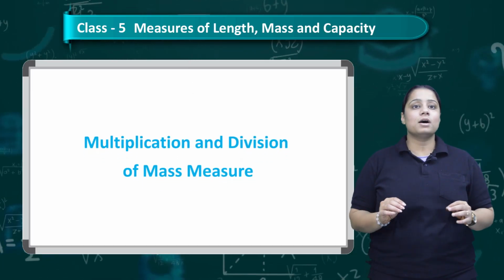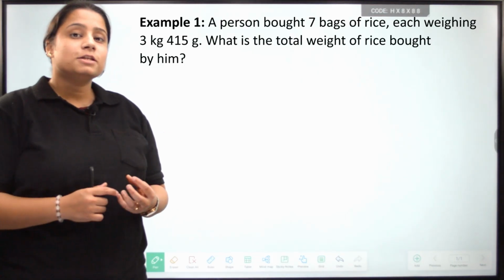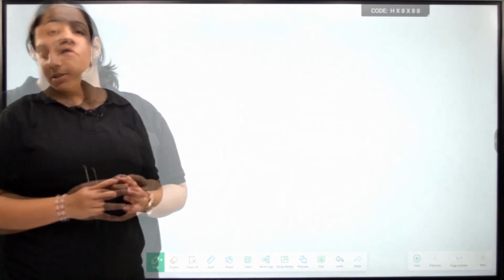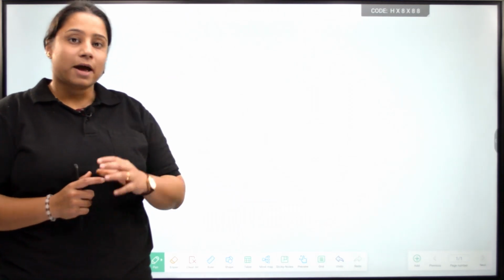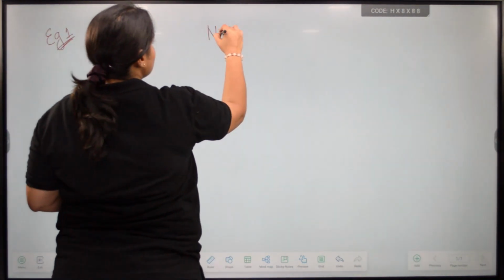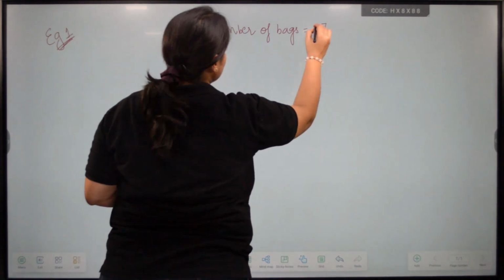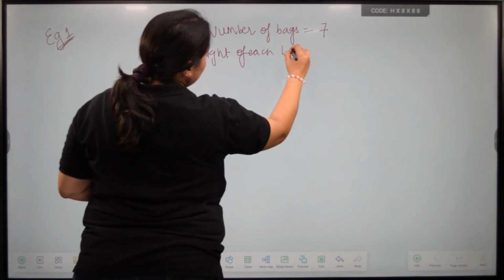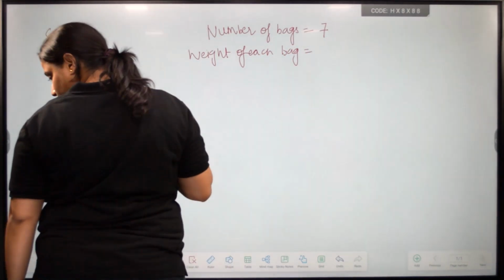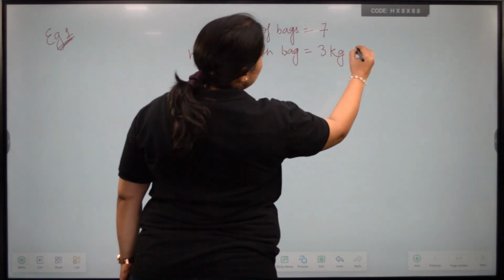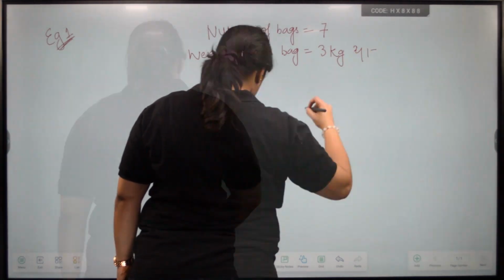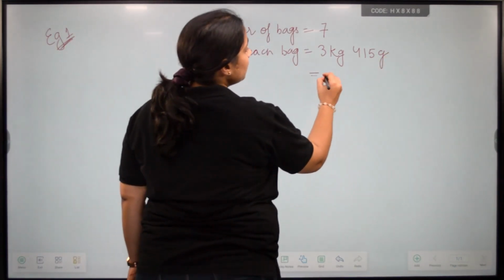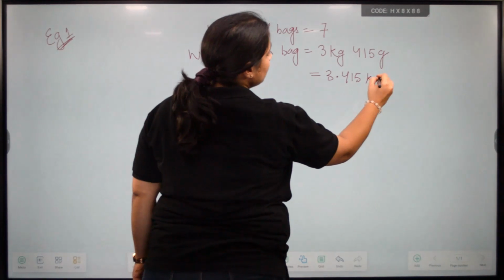Multiplication and division of mass measures. Example 1. A person bought 7 bags of rice, each of them weighing 3 kg 415 grams. We need to find the total weight of all the bags. So the number of bags is equals to 7 and the weight of each bag is equals to 3 kg and 415 grams, and it can be written as 3.415 kgs.